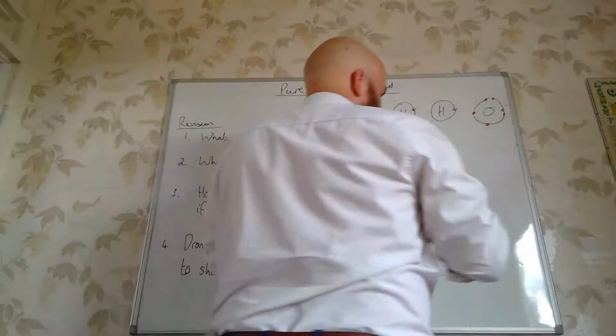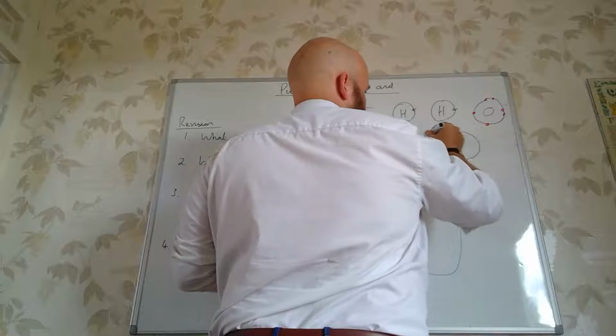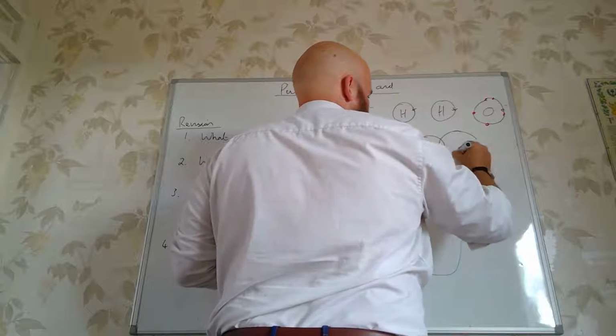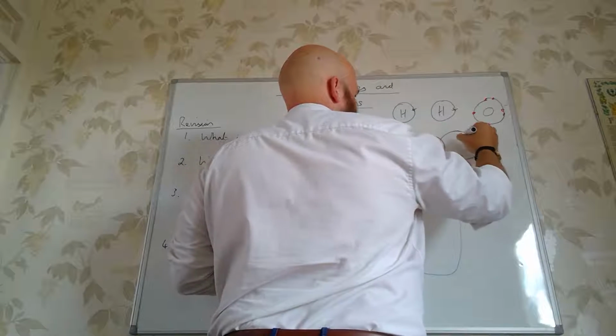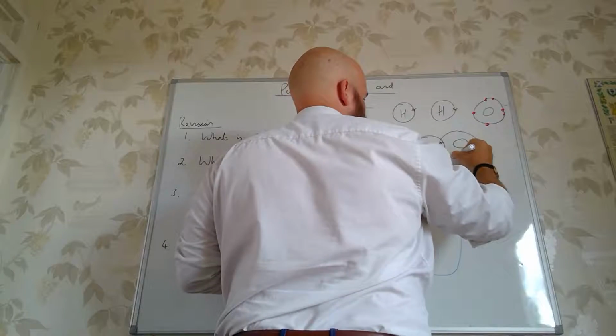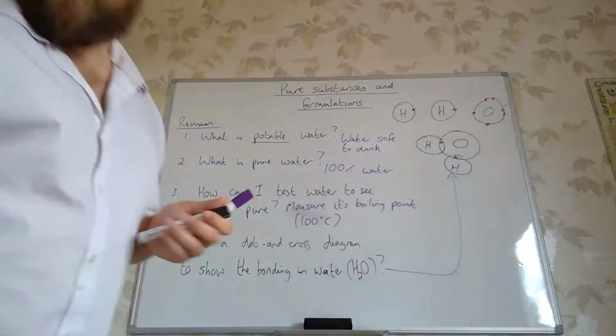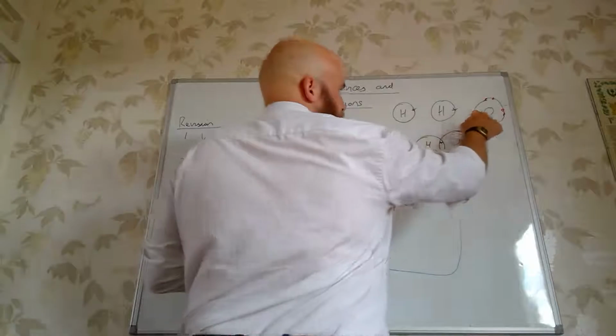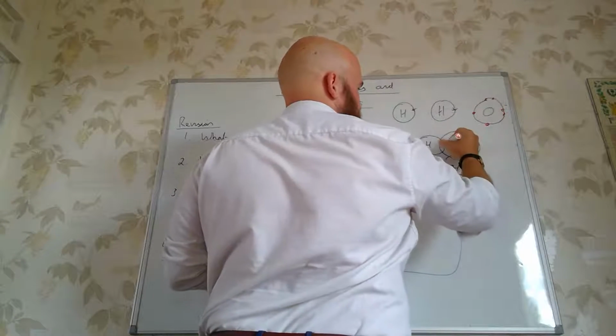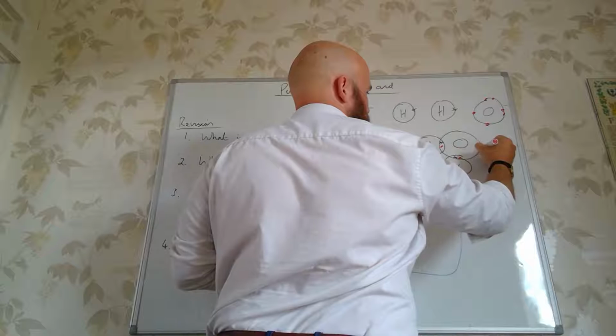So what I'm going to do is I'll draw what you should have drawn. So there are my two hydrogen atoms and the two black crosses, and now I've got to put in six red dots.